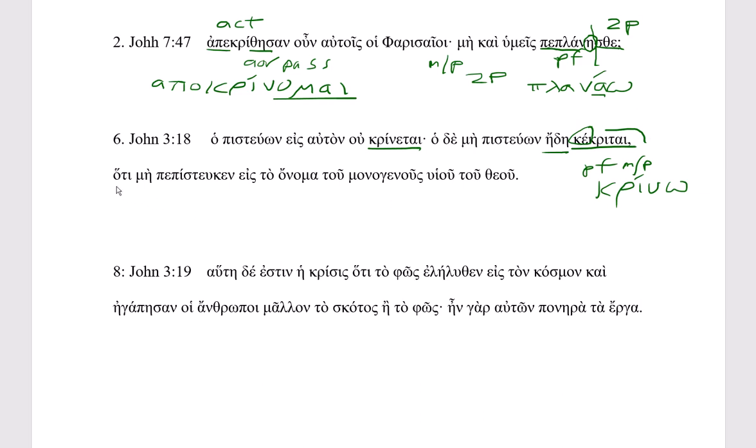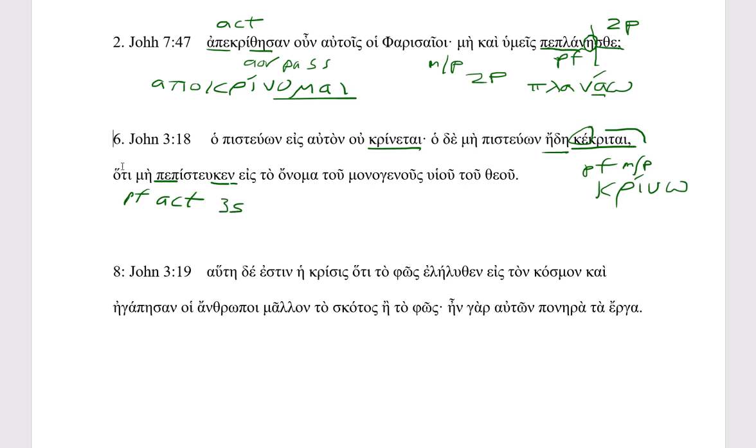And then we come down here, hoti, since or because, mē pepisteuken, we have another perfect. So we see the reduplication here, pe, and then we have pisteuō, which is to believe, and then we have the tense formative, the ke, and the new ending. So ken. So this is going to be a perfect active and is going to be then, again, third singular.